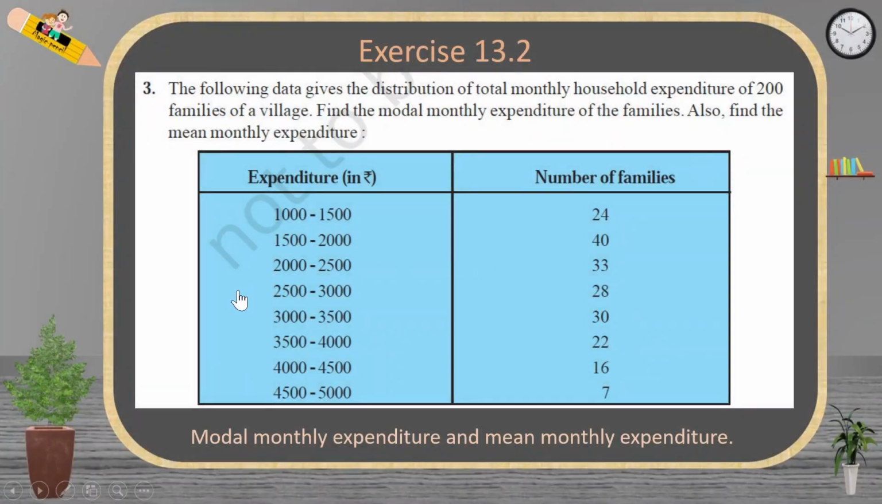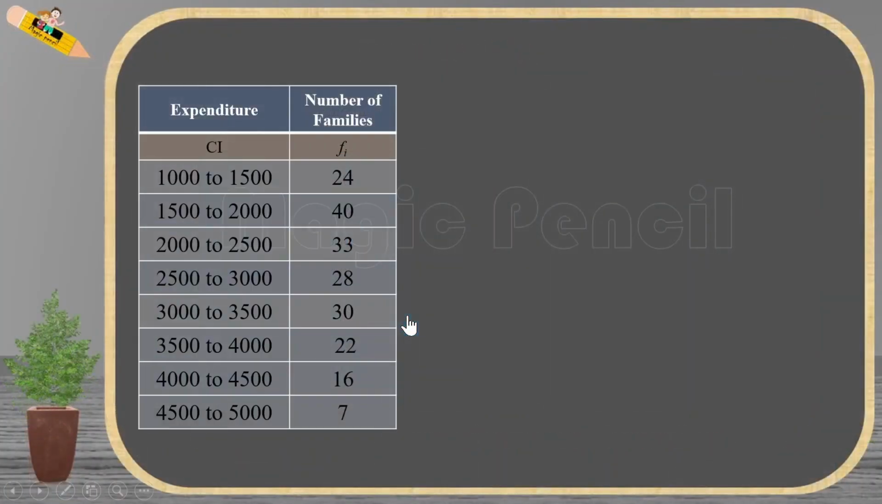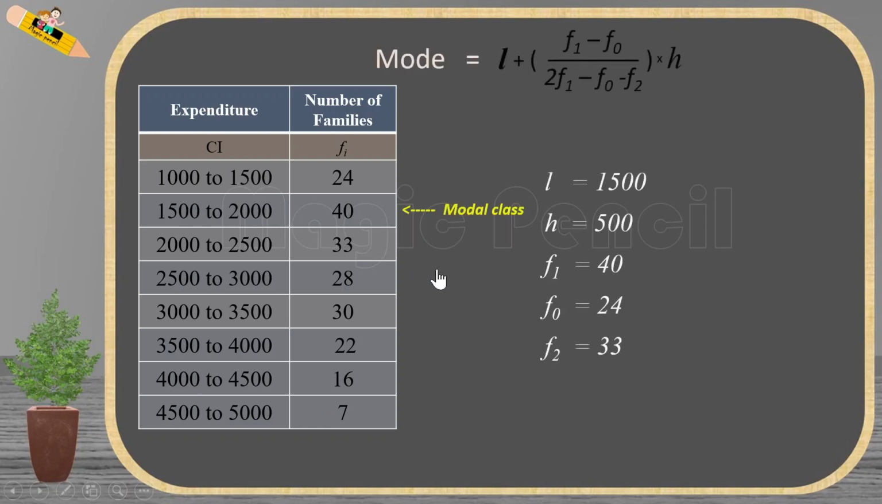So let us first arrange the given data as per our convenience. As we are going to calculate mode for the given problem, the first and most important step is to identify the modal class. To identify the modal class, we need to see the frequencies given, and if you observe here, 40 is the highest frequency in the given table. So this 40 will help us identify the modal class. This 1500 to 2000 class interval is the modal class for our problem.